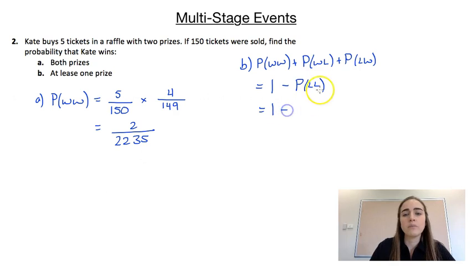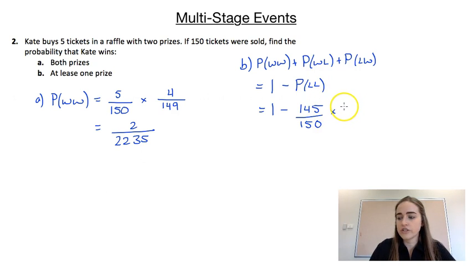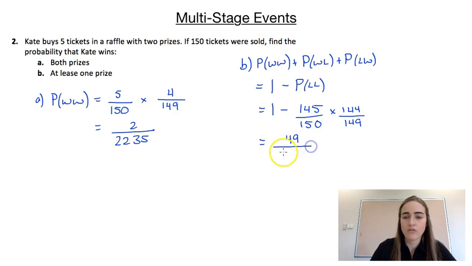All right, so to do that, the probability that she loses first prize, so she doesn't win first prize, well, she's got 5 tickets, so that means the probability that she doesn't win will be 145 out of 150 times, now there's only 144 tickets left out of 149 left to draw. So if we figure that out, we're going to end up with 49 out of 745. So that's the probability that she wins at least one prize.